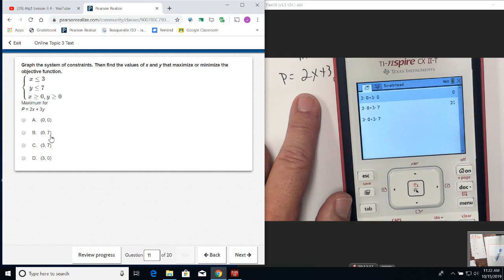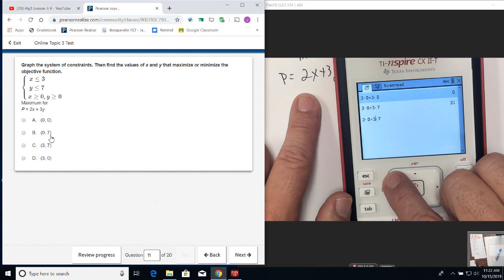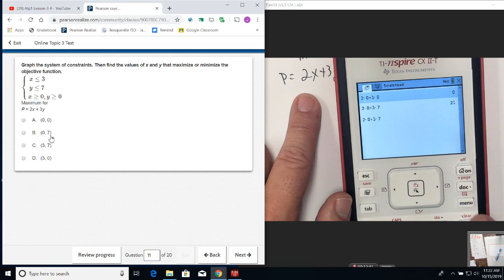So the next one is 3, 7. I've already got the 7, so just enter this x to be 3. And then 27 is bigger, so far C maximizes it. What about D? Highlight it. And then in D, my x is 3 and my y is 0.